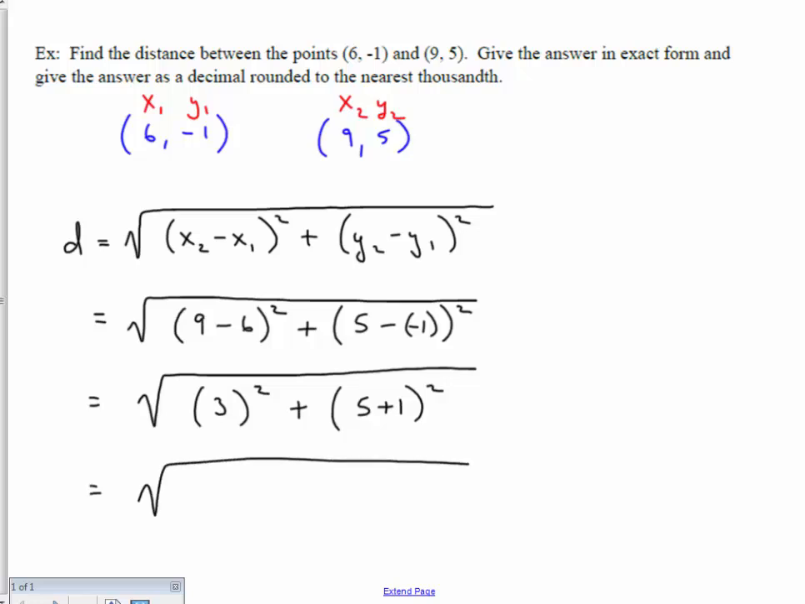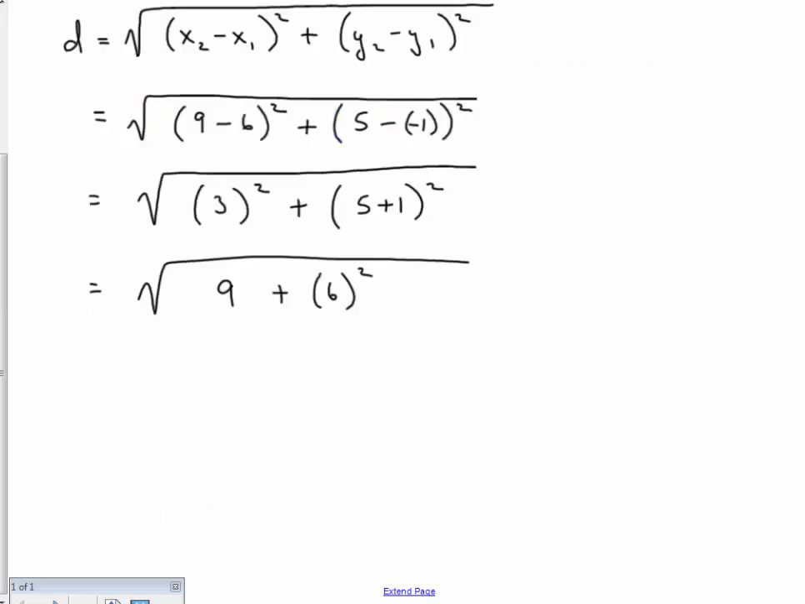And then from here, 3 squared is 9. 5 plus 1 is 6. Keep the square. Keep the 9. 6 squared is 36. And then 9 plus 36 is 45.